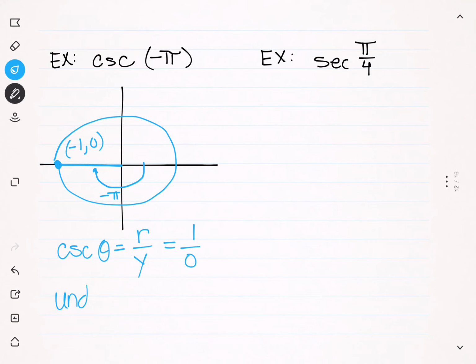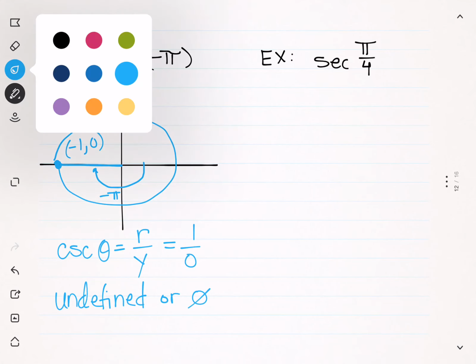So undefined, we cannot divide by 0. And you can also write that as the symbol, we've talked about it before, for undefined. It's a 0 with a big slash through it. You just want to make sure your slash goes beyond that circle so it doesn't get confused with other math symbols. Okay, so let's try one more of these.